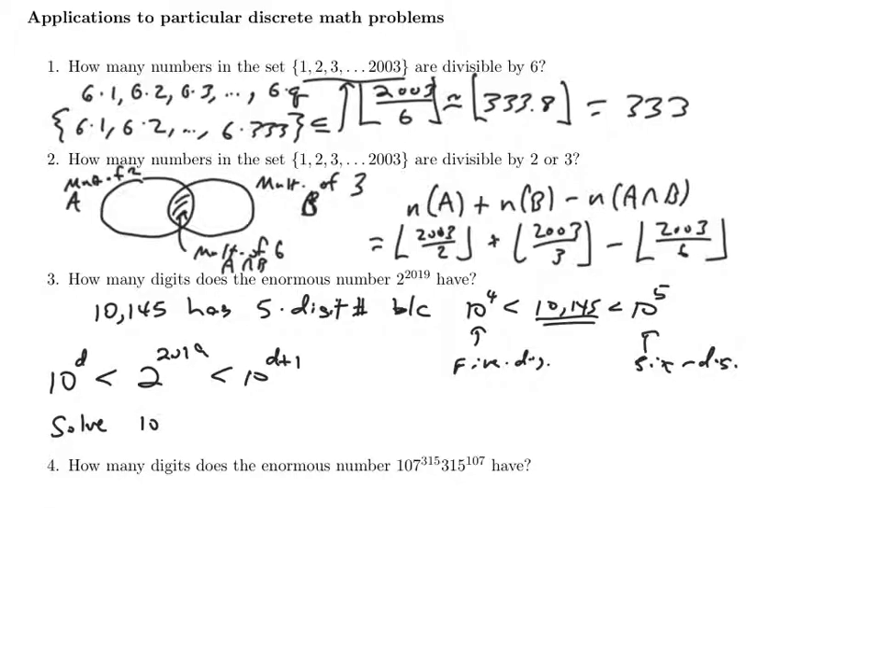What is the power of 10 that's exactly equal to 2 to the 2019? The way we would do that is by taking the logs of both sides. So the log base 10 of 10 to the x is equal to the log base 10 of 2 to the 2019. This over here is just x.